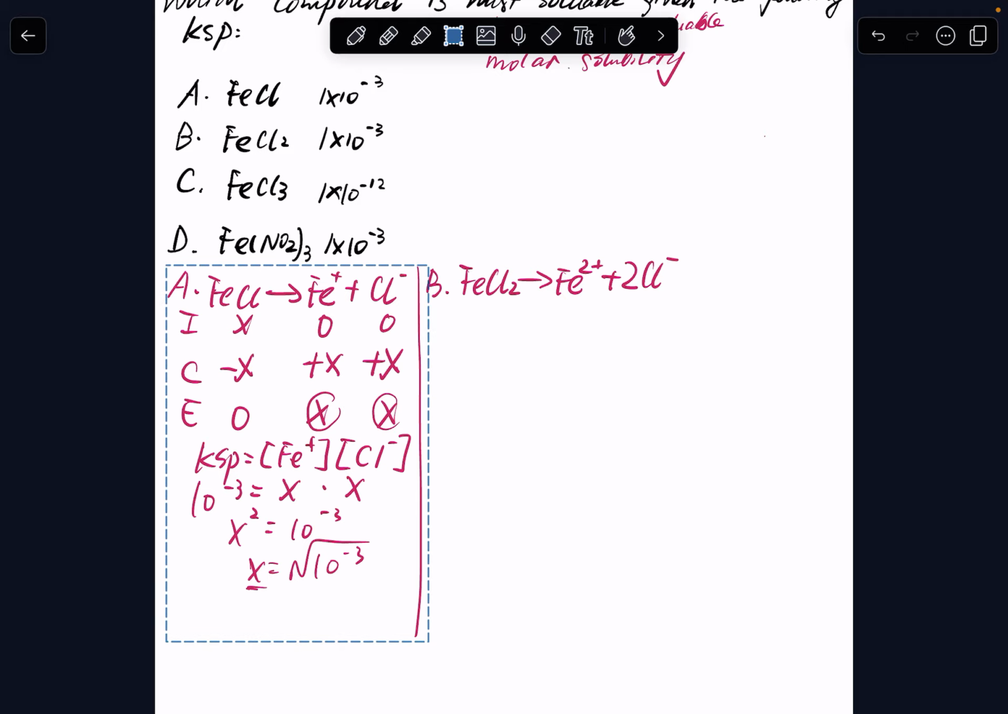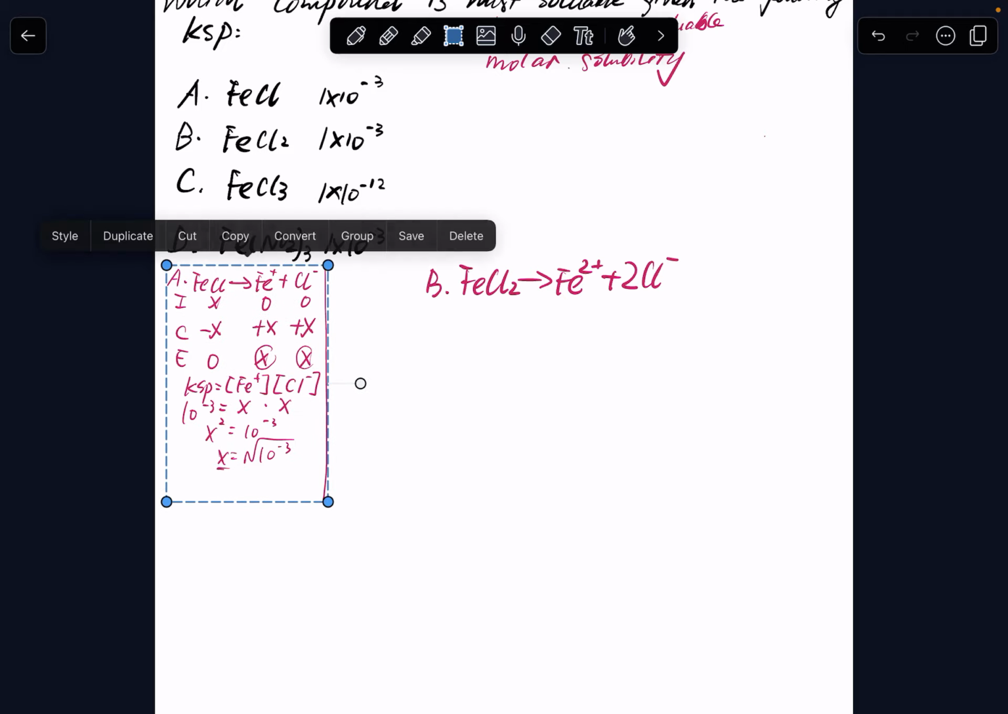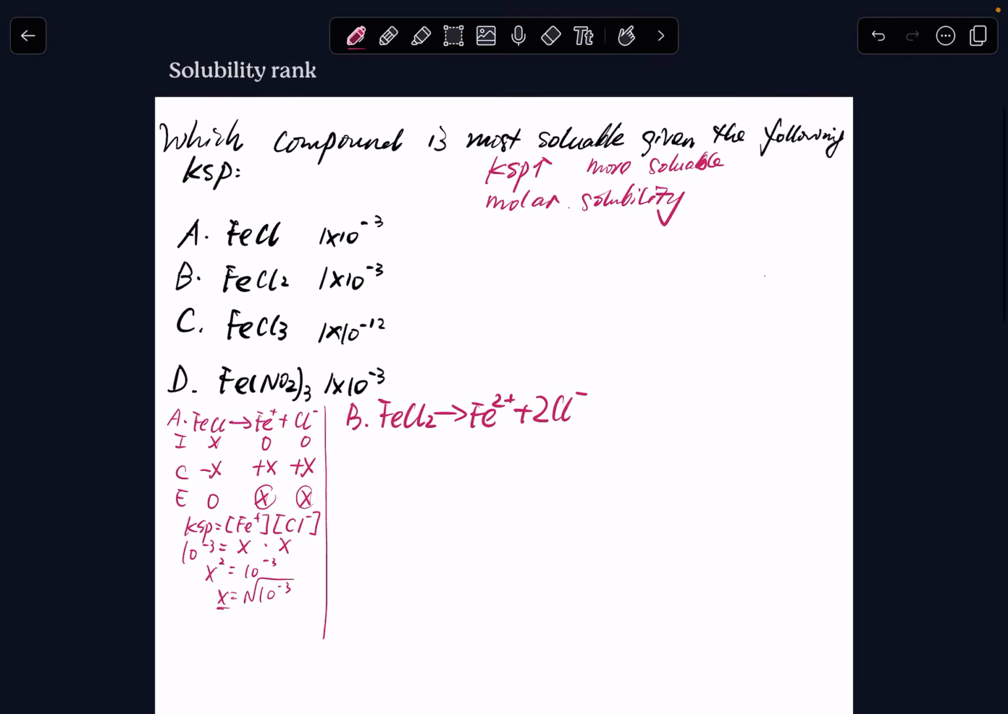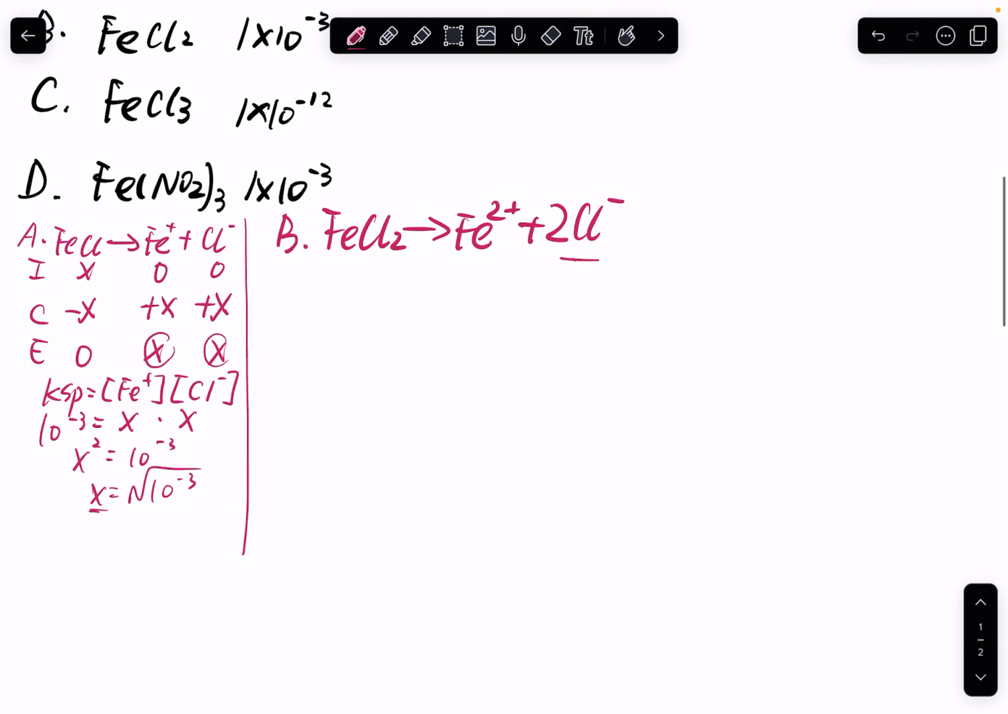All right, so now let's do B, okay? Let's do B. So B is dissociating into two moles of Cl, right?